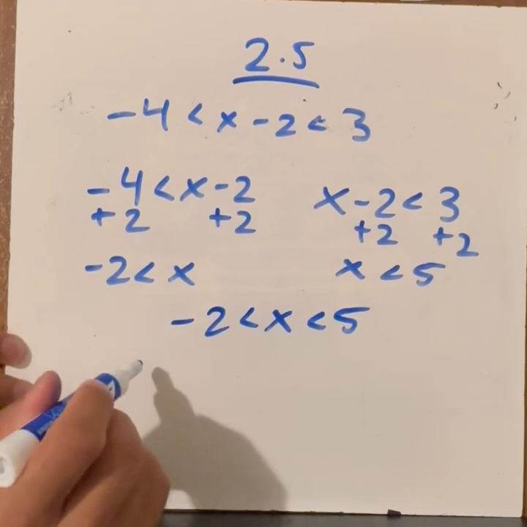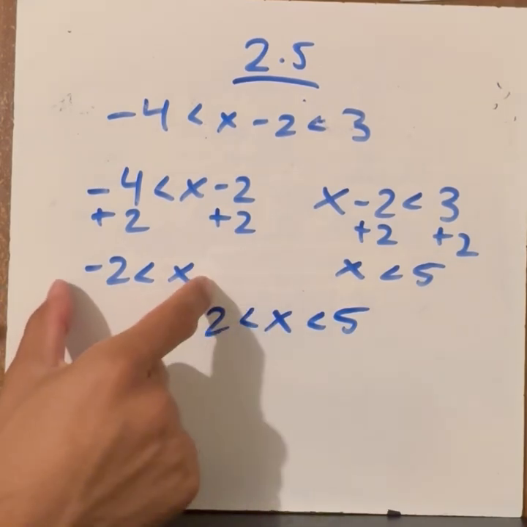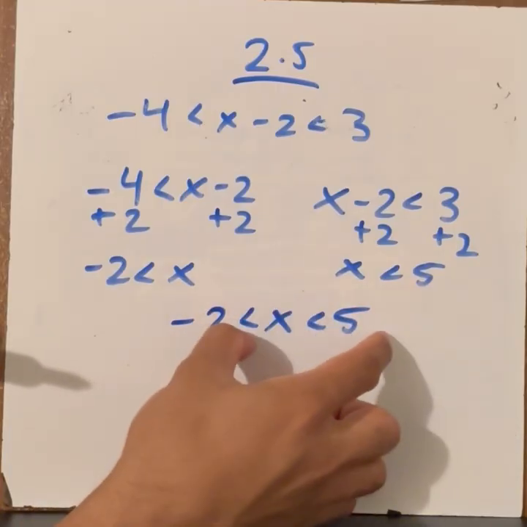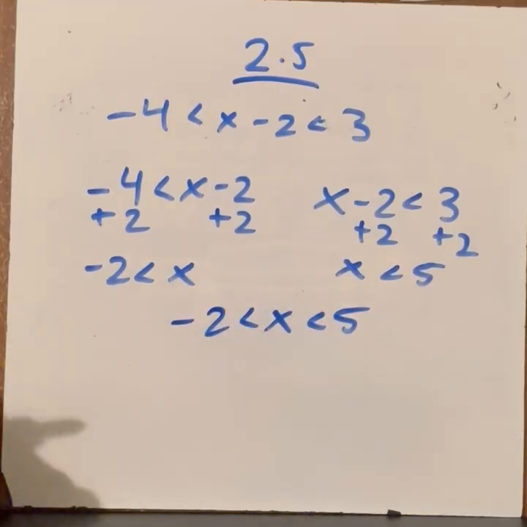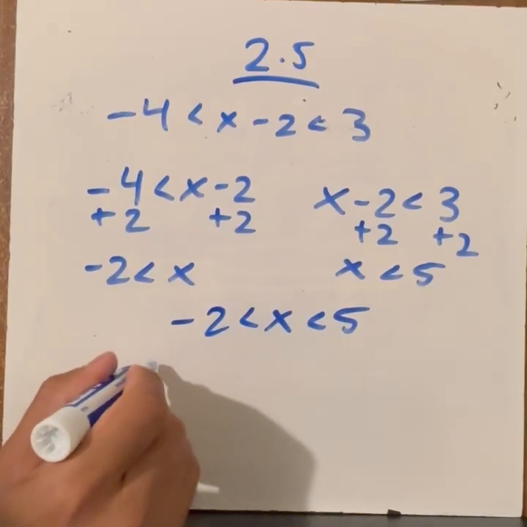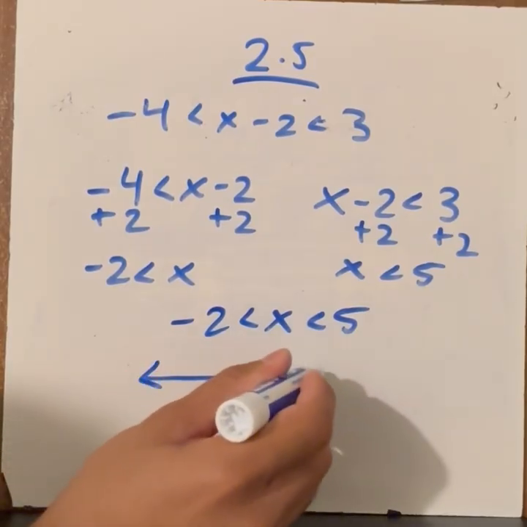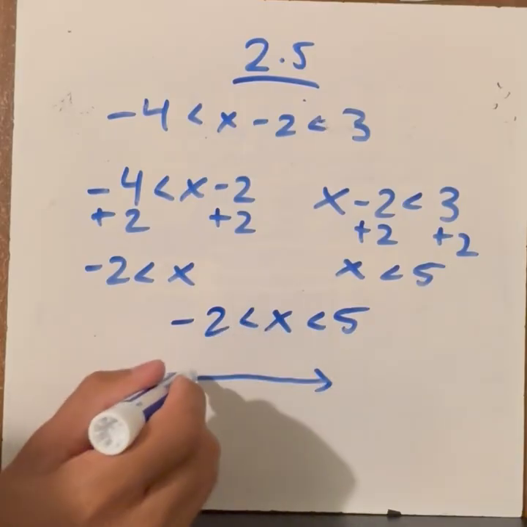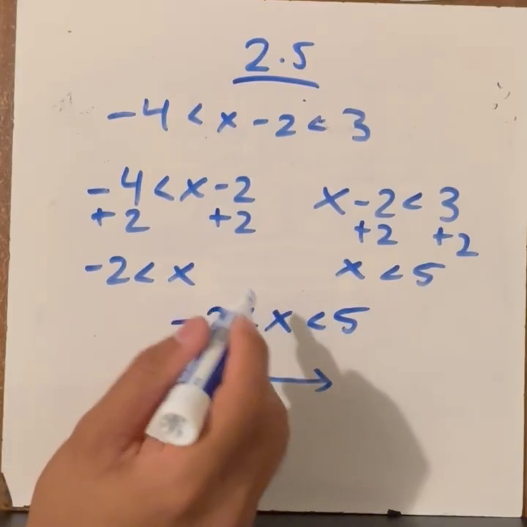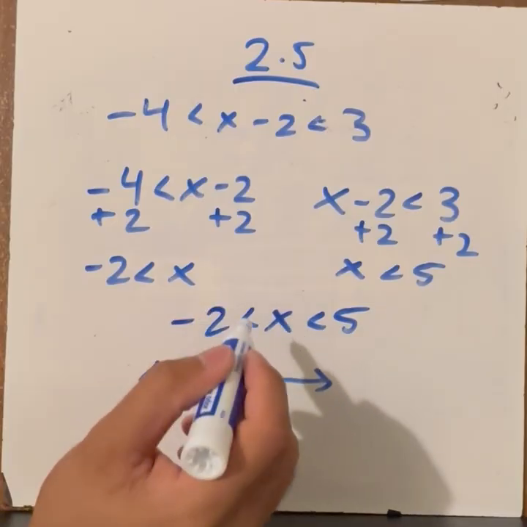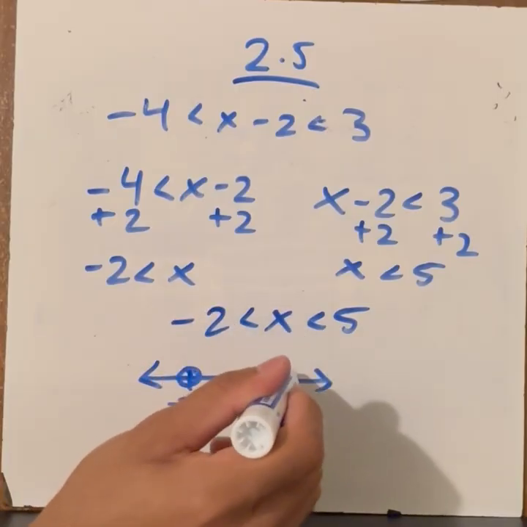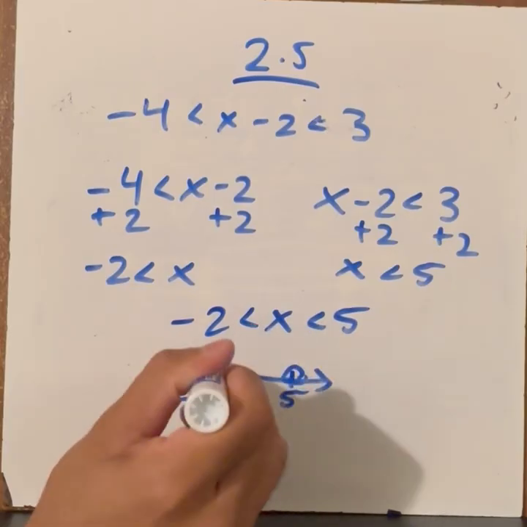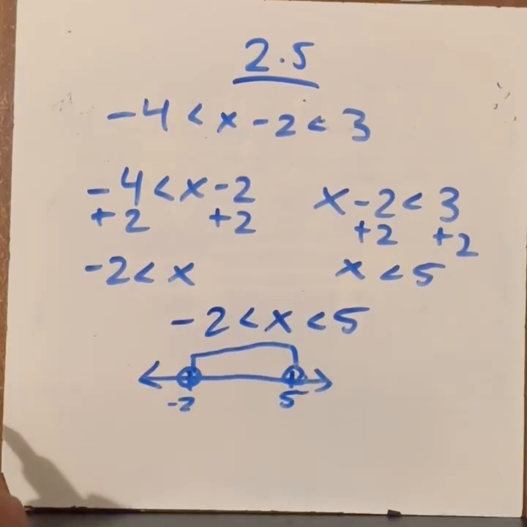Okay? So this part gives us this, okay? This part gives us this, okay? So we combine it all into one thing, okay? So if we wanted to put this all in a number line, negative 2, open circle, okay? This is what "and" would look like. So this is an "and" inequality. So for 5, everything that's less than 5, okay? So everything that's in between both of those values.